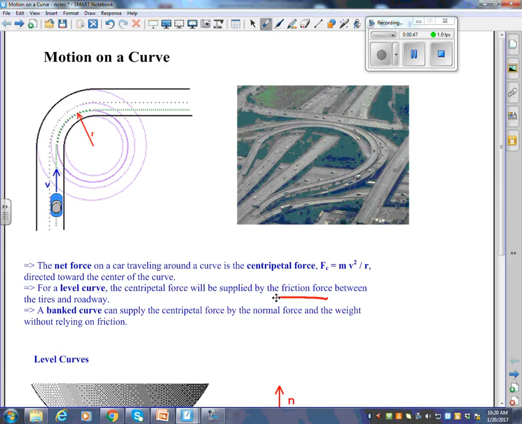And that's why when you see, down in the States, the big NASCAR races, they have the track banked, so they can go around that corner faster.